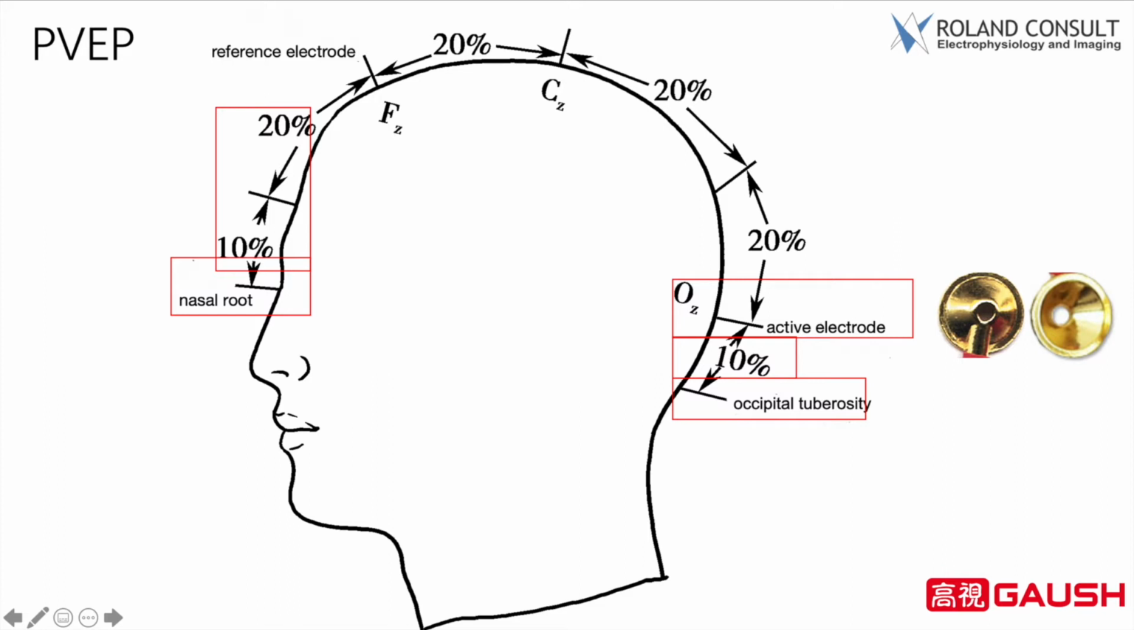A reference electrode is placed at the Fz point, which is 30% backward from the nasion, and is normally placed at the middle point of the hairline. The location of the grounding electrode can be forehead, apex, that is Cz, mastoid, earlobe or earlobe link. All 3 PVEP electrodes were EEG skin electrodes.